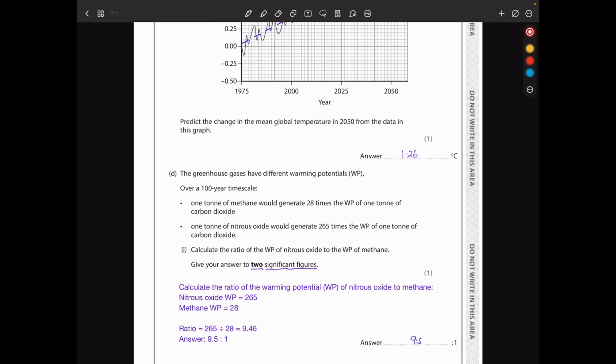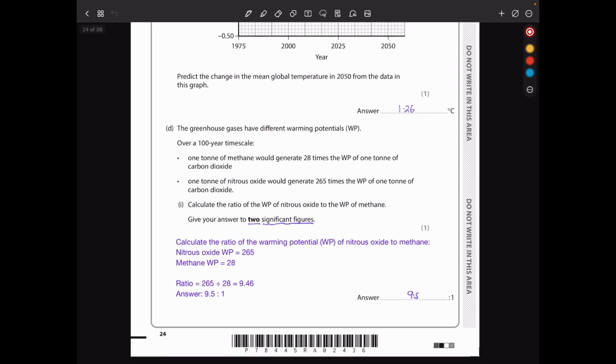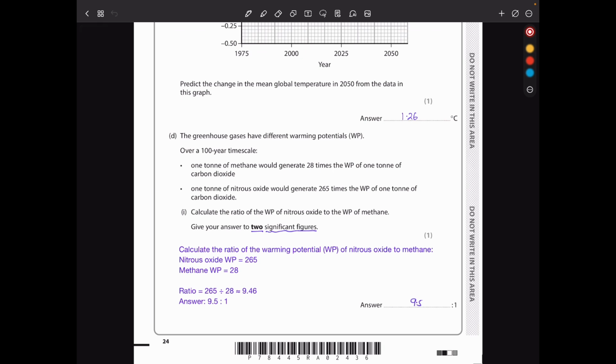I got 1.26. In part D, they say the greenhouse gases have different warming potentials. Over a 100-year time scale, 1 ton of methane would generate 28 times the WP of 1 ton of carbon dioxide. 1 ton of nitrous oxide would generate 265 times the WP of 1 ton of carbon dioxide. So they say calculate the ratio of the WP of nitrous oxide to the WP of methane, and your answer should be to 2 significant figures.